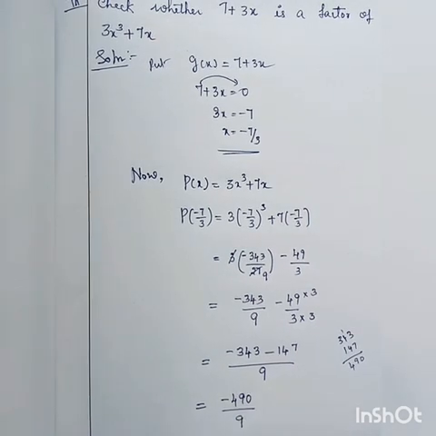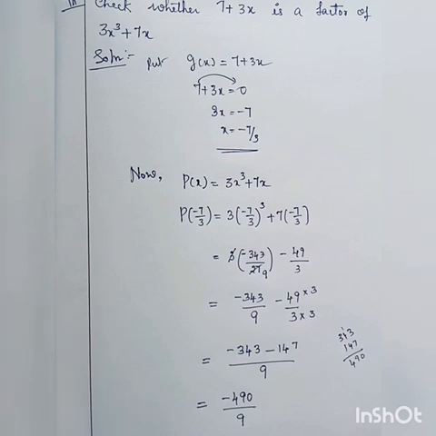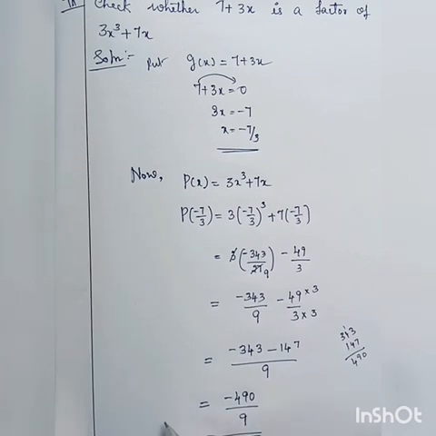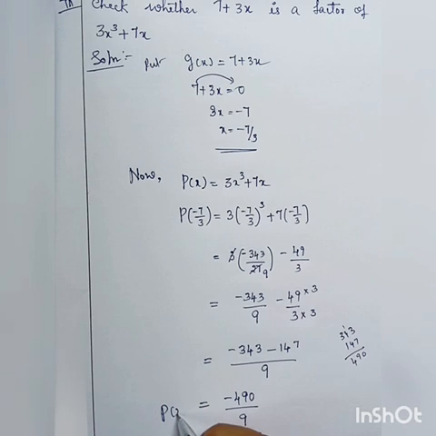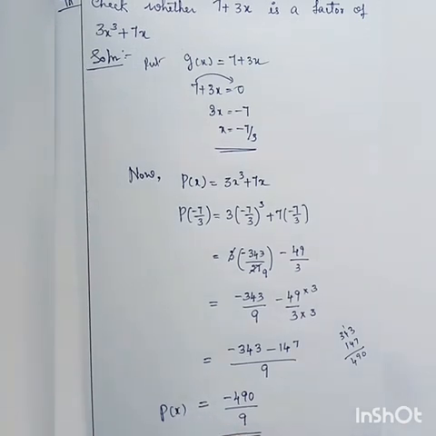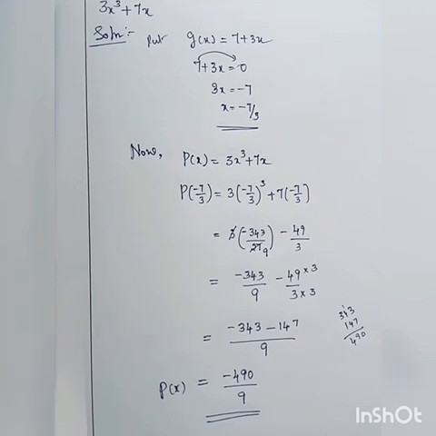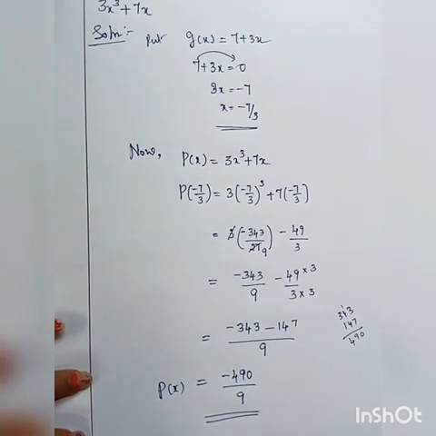Can we simplify further? 9, no. So this is the remainder. So P of minus 7 by 3, the remainder is minus 490 by 9. If we get a remainder of any value, then is 7 plus 3x a factor of 3x cube plus 7x or not? No, isn't it? We have to get a remainder of 0. Then only the given factor 7 plus 3x is a factor of 3x cube plus 7x.